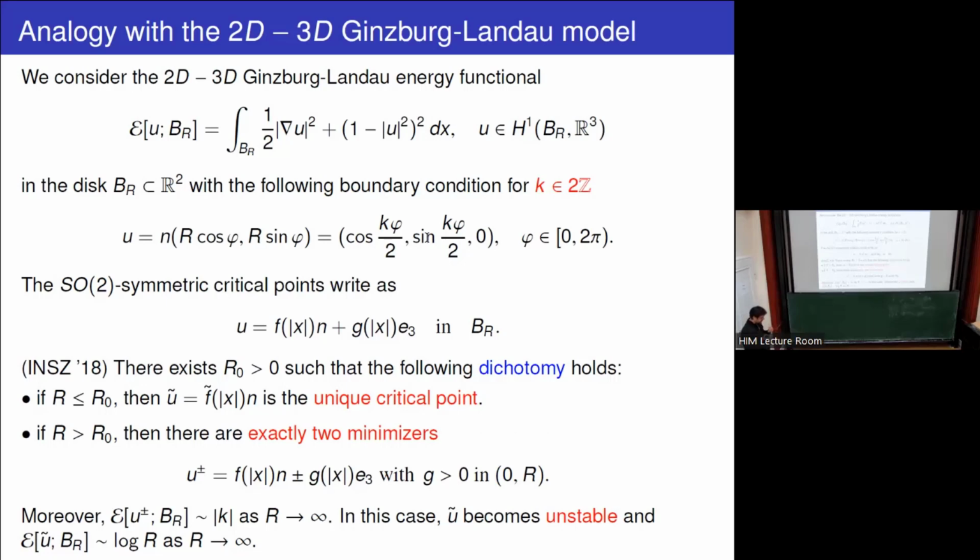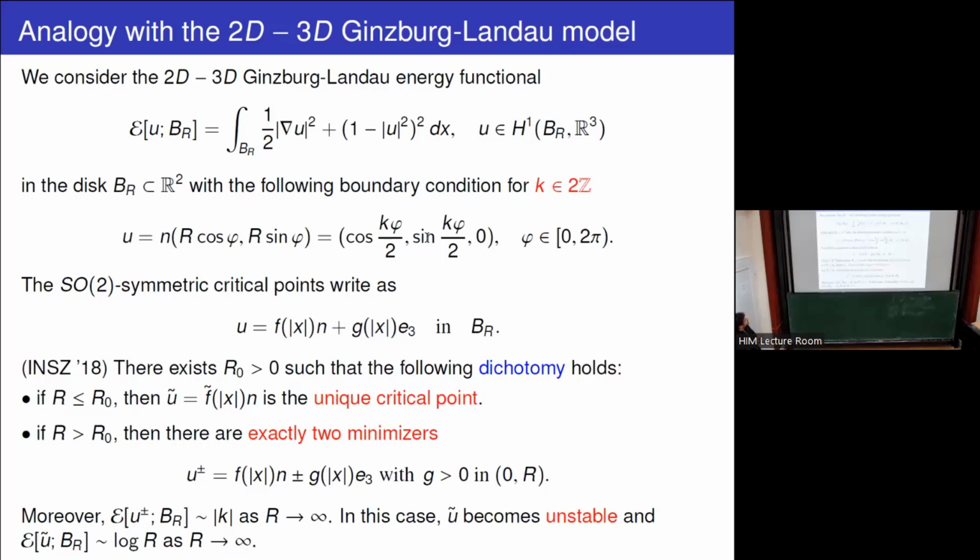And the important thing here is that you have degree one boundary conditions. If you were to stay in the plane, then you'd have this logarithmic growth of the energy. If you escape into the third dimension, as you have here, you reduce the energy and you have bounded energy as R tends to infinity. So this is the simplest manifestation of how you escape the topological constraint imposed by this degree one boundary condition.